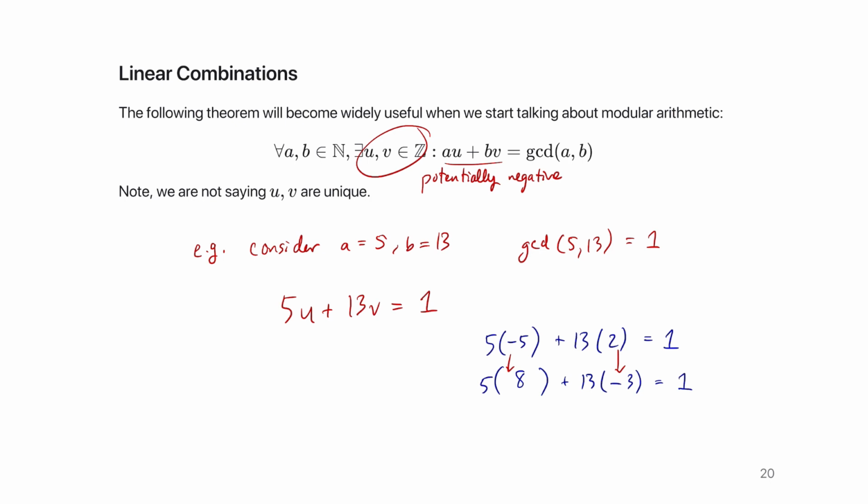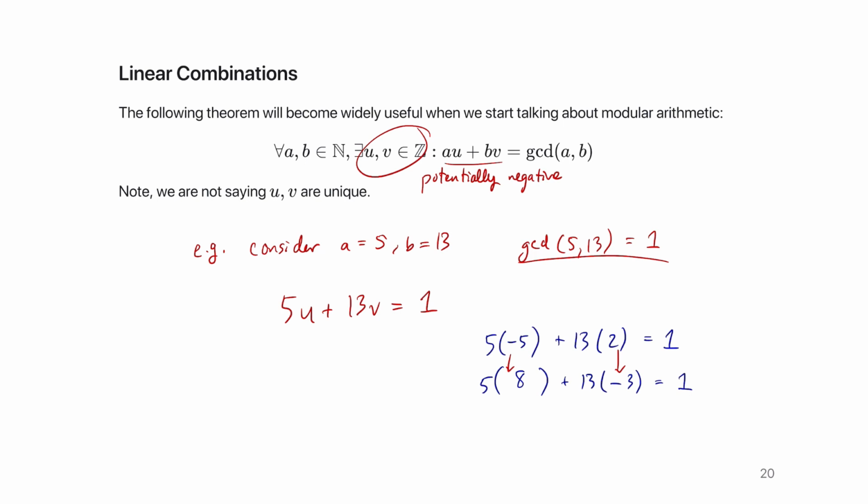Okay? And so, it turns out they're not unique. I can actually do this infinitely many ways. Okay? And the case where the GCD of two numbers is 1 will be the one that we look at extensively when talking about modular arithmetic.